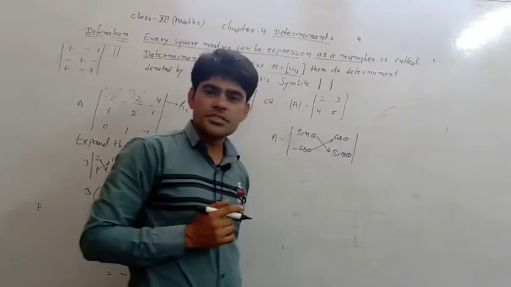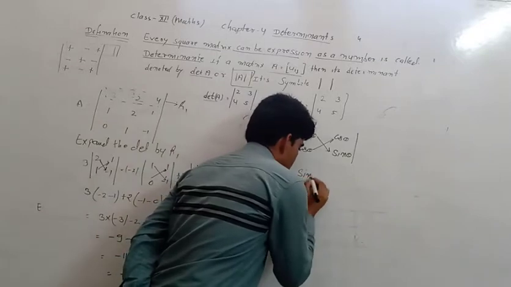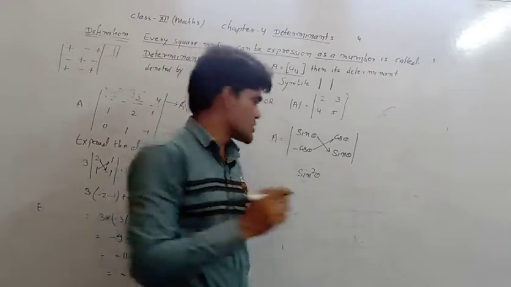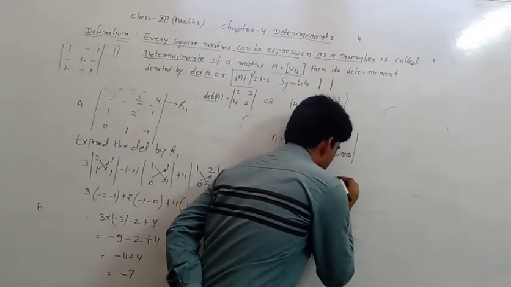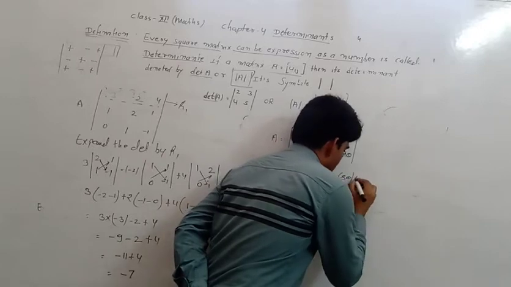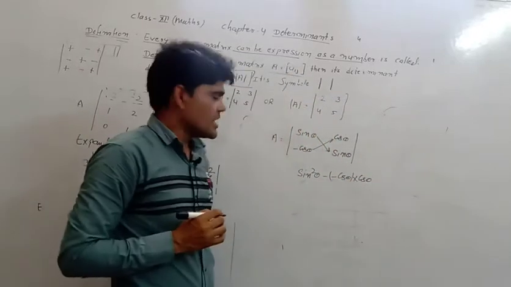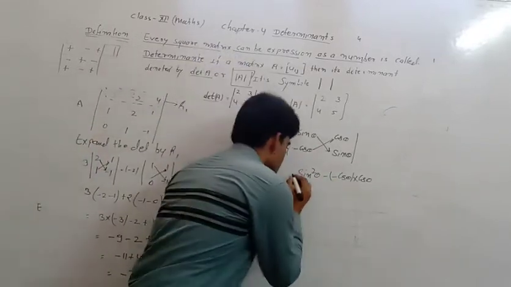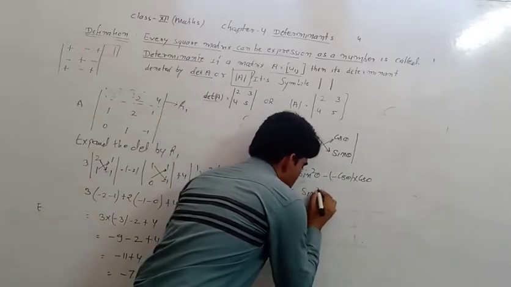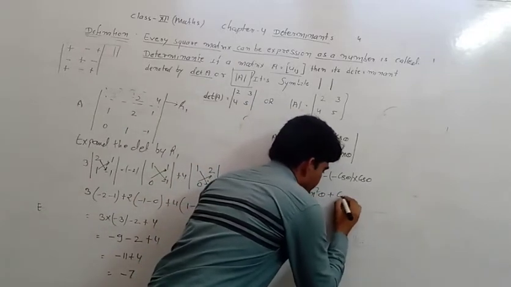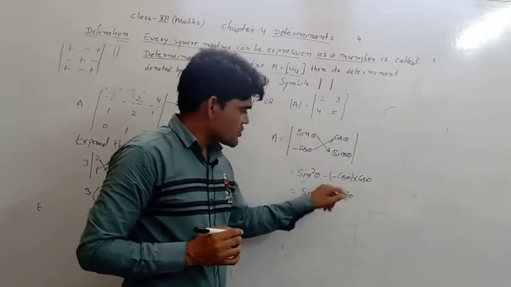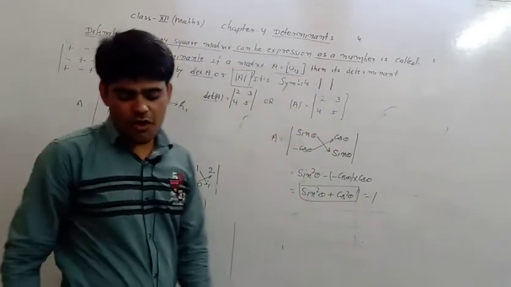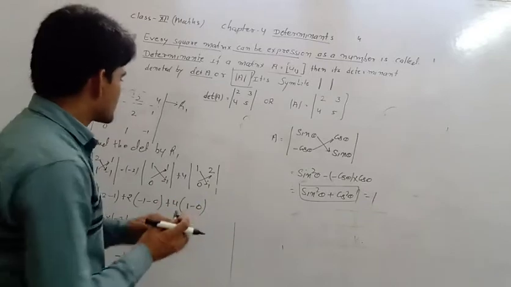Sin theta into sin theta gives sin square theta, minus, down to up with negative sign, minus cos theta into cos theta. This is the sign according to the rules. Then we get sin square theta plus cos square theta, since minus into minus gives plus, so sin square theta plus cos square theta equals 1. This is the solution of this determinant.